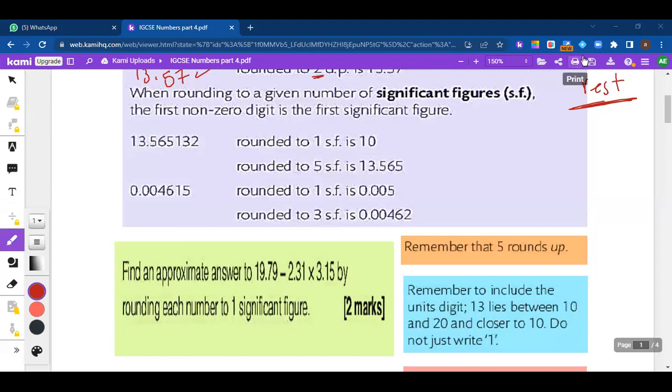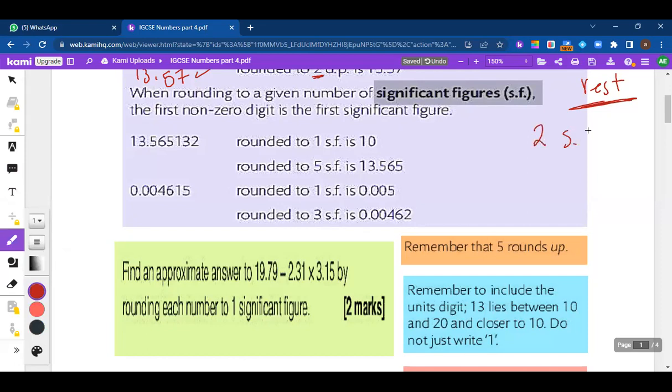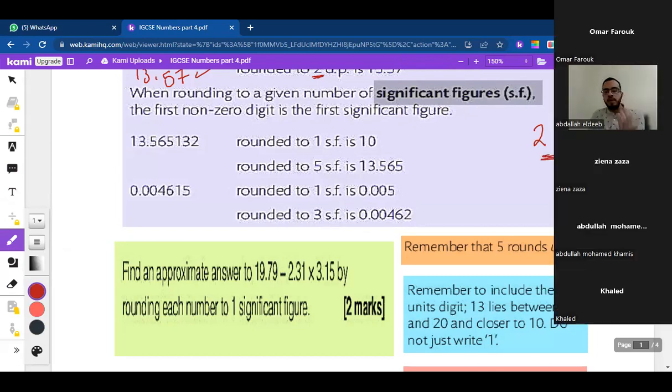Guys, we have something called significant figures, SF. And maybe many times you see in the question rounding to, for example, 2 significant figures. What does it mean? The significant figure is the most important number, the most important digit in the number.